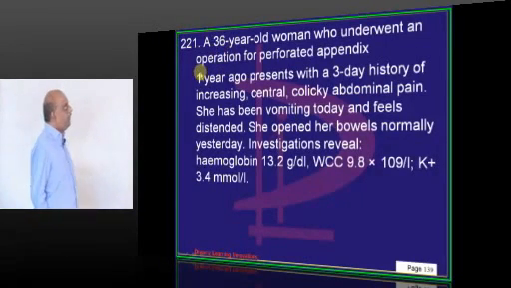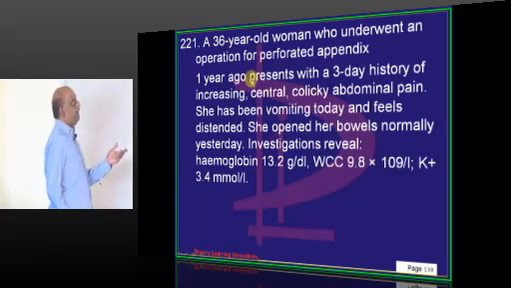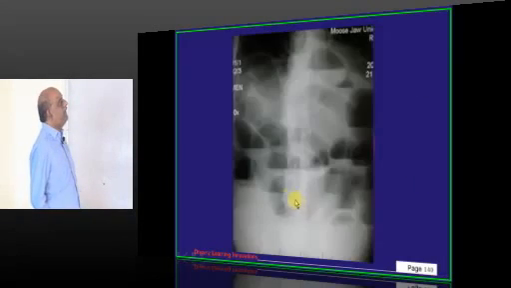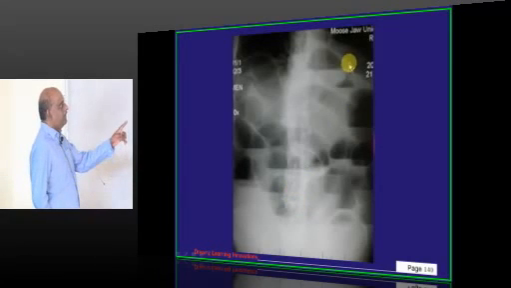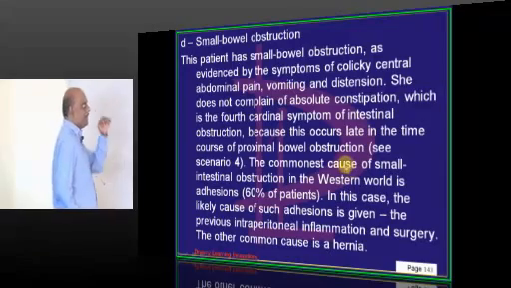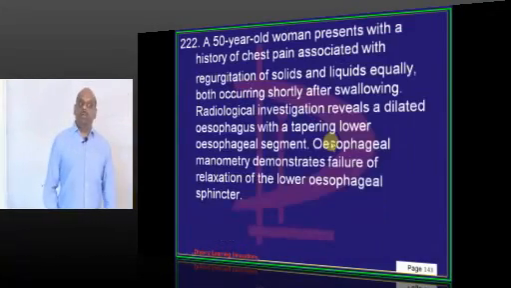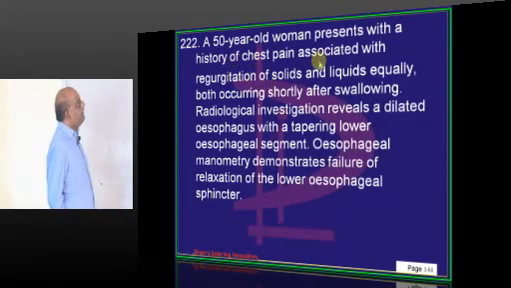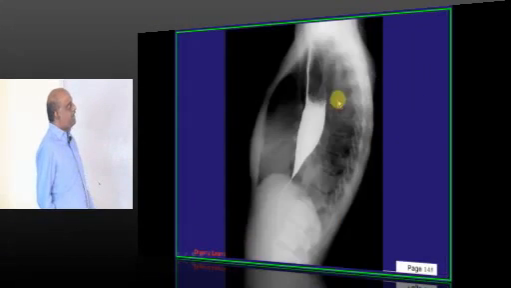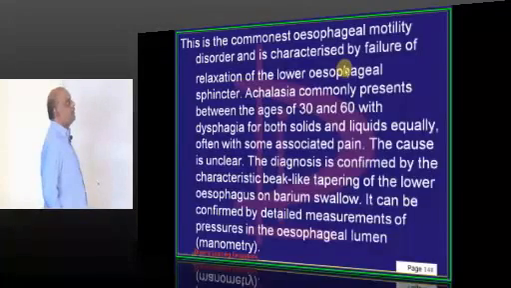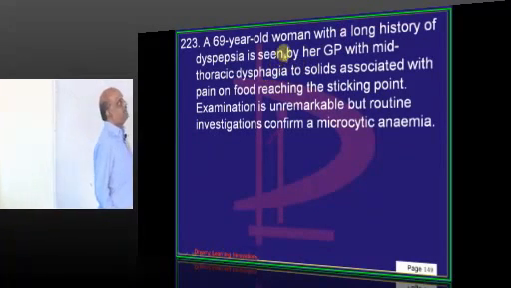A 36-year-old underwent operation for a perforated appendix. She has vomiting post-operatively, and an air fluid level centrally located, which is suggestive of small bowel obstruction, which is not uncommon because of the post-operative adhesions. A 50-year-old with chest pain with regurgitation for solids and liquids and a rat tail-like appearance of achalasia cardia is what you are able to classically see.